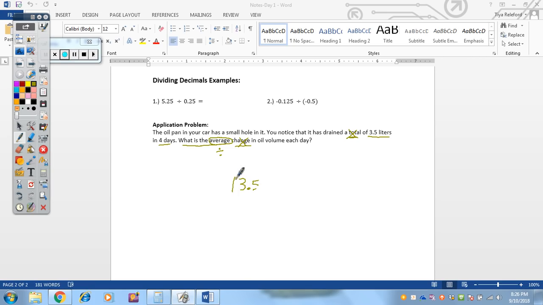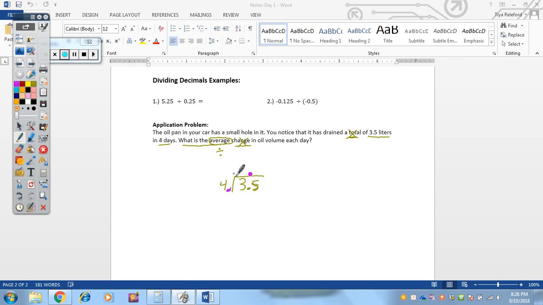So you have 3.5 liters in 4 days. Where's the decimal on the number 4? It's right here, right? If it's already at the end, do I need to move it, do you think? I don't think so either. I think it's good where it is. So if I'm not going to move this one, I'm not going to move this one. I'm just going to take it straight up. So that is 1 digit in front and 1 digit behind.